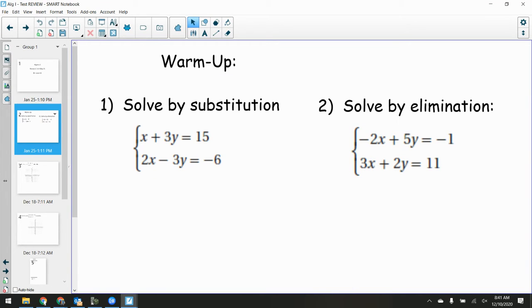Hey, for those of you playing along at home, it would be a good idea to pause the recording right now, do this warm up, and then press play, and we can go through it. Remember that today is just going to be a review over Chapter 6, Section 6.1 and 6.4.